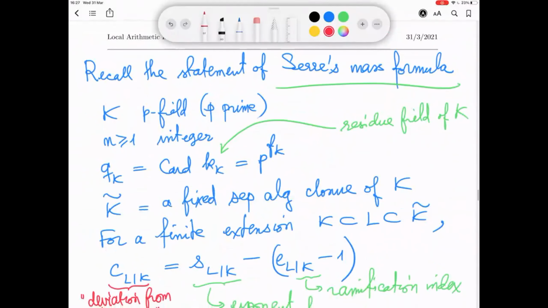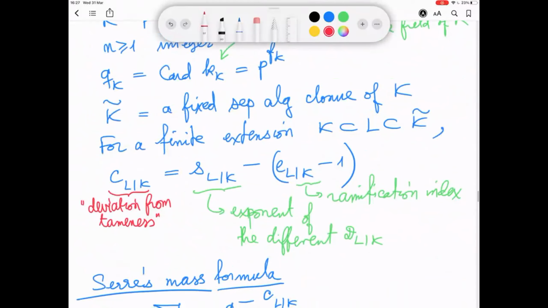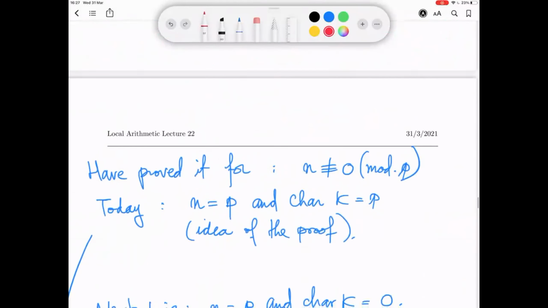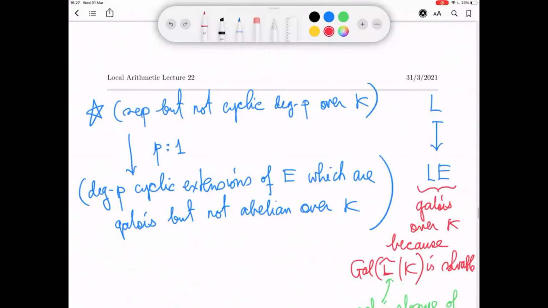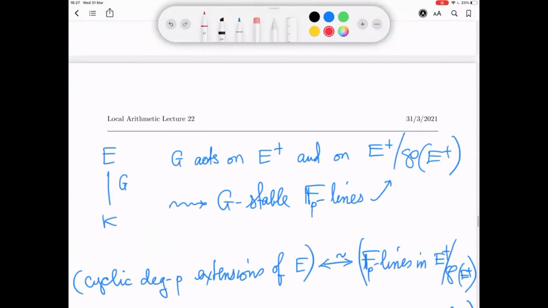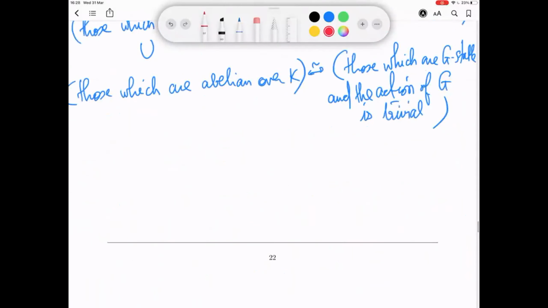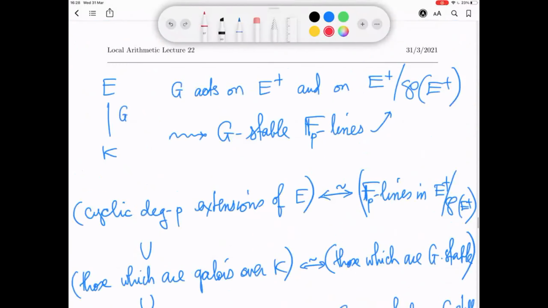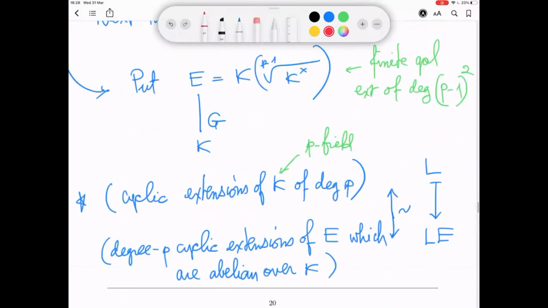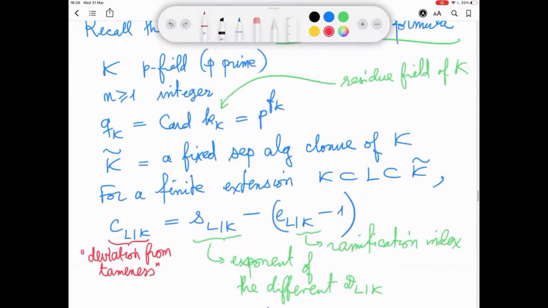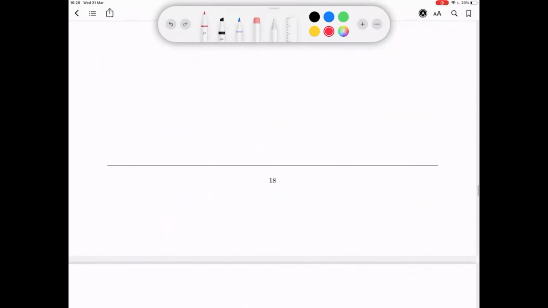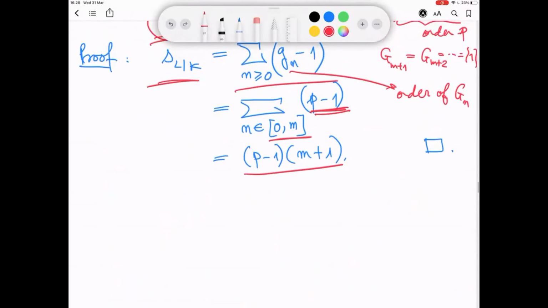Okay. Now I have exactly 3 minutes left, and I don't think I can do justice to Serre's mass formula in degree p, so I'll take it up next time. I think we just leave it for next time.